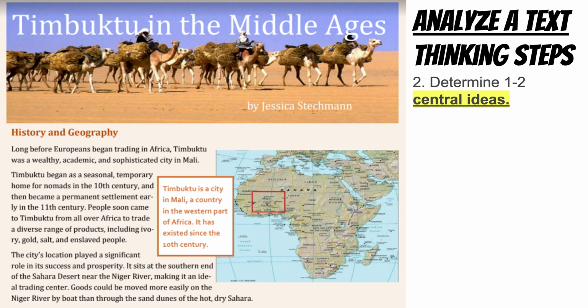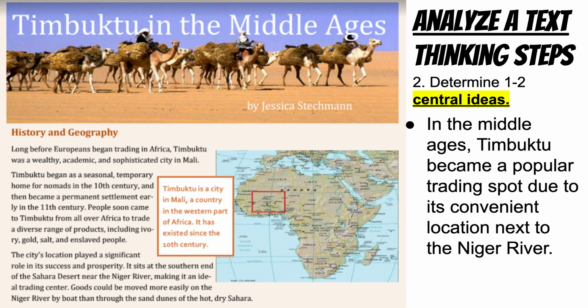We have to determine an important central idea. Again, we want this to be something about Timbuktu's history and geography in the Middle Ages. And it needs to be the most important thing the author wants us to remember when we finish reading. Here's an example. In the Middle Ages, Timbuktu became a popular trading spot due to its convenient location next to the Niger River. Notice how my central idea reflects the history and geography of Timbuktu in the Middle Ages.